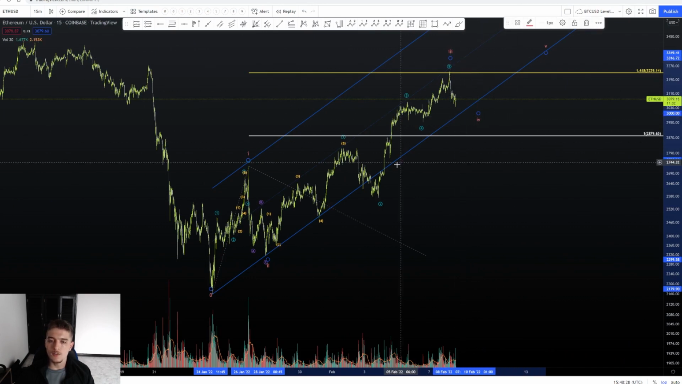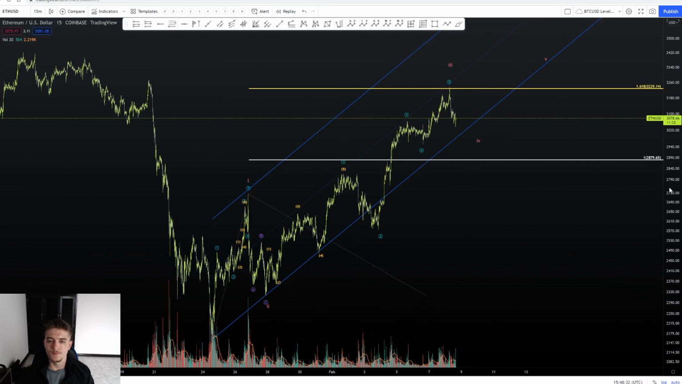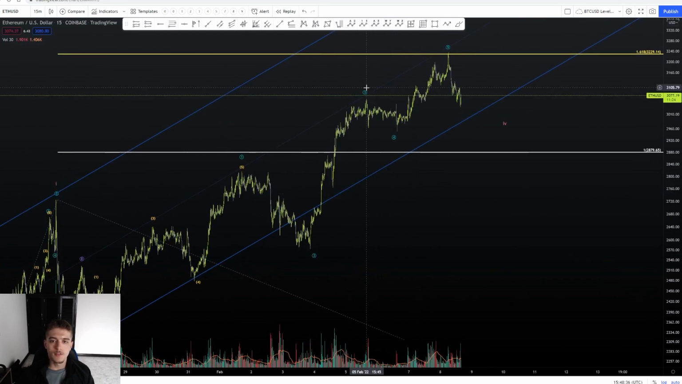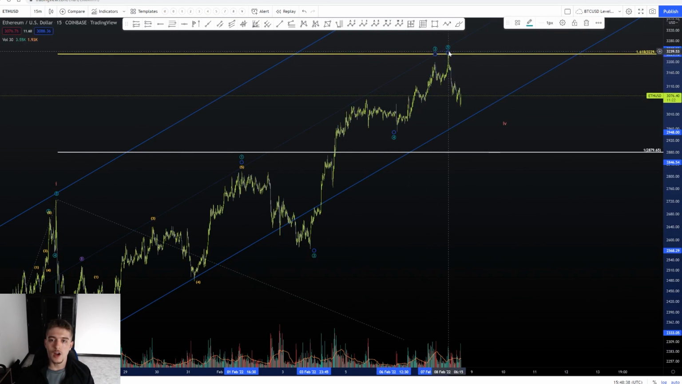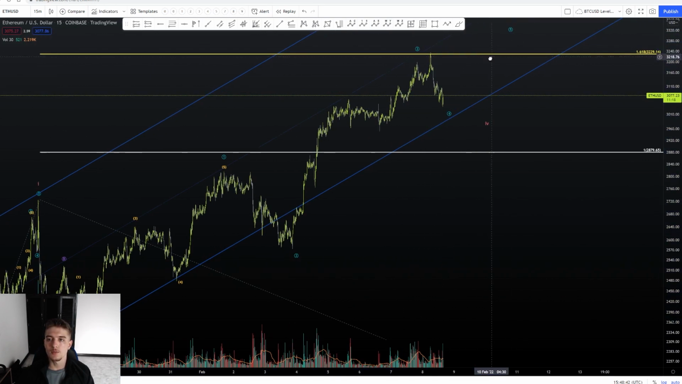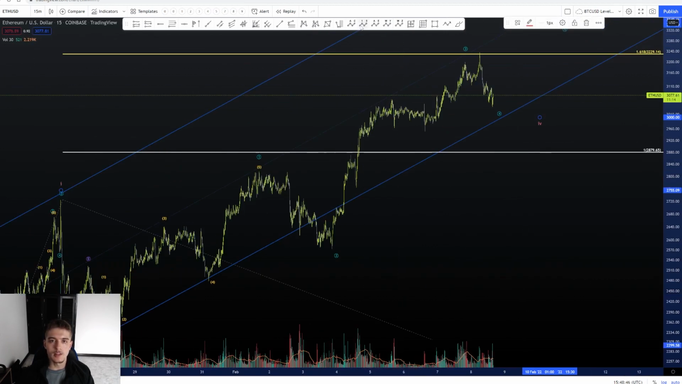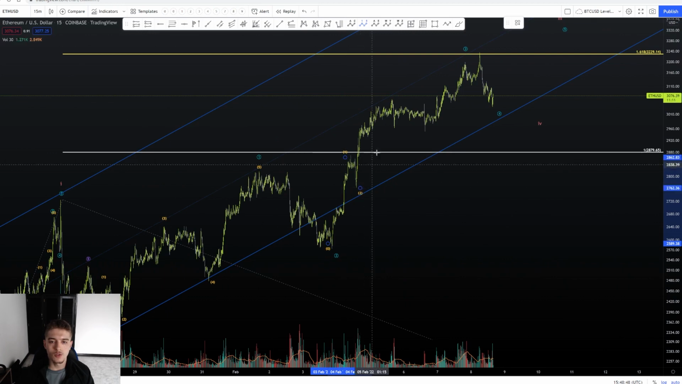Now another possibility for this count right here would actually be saying that this microwave 3 topped out right here, and we're coming down for a microwave 4, and have yet to come up for this microwave 5 to complete the sub-mini out wave 3. And that would look something like this, where this would be a 1, 2, 3, 4, 5.